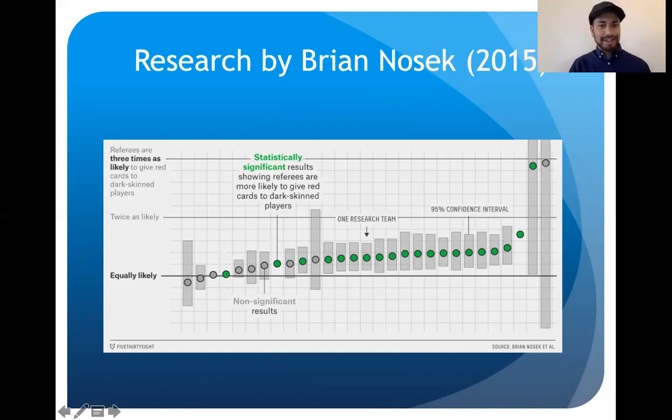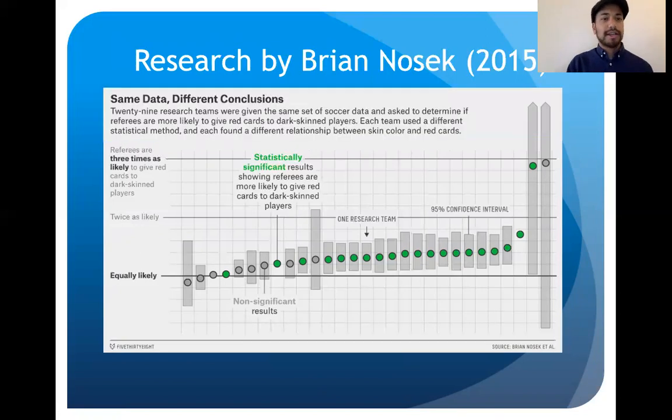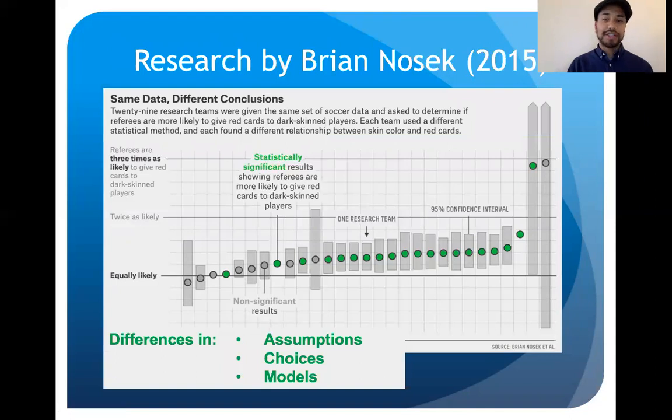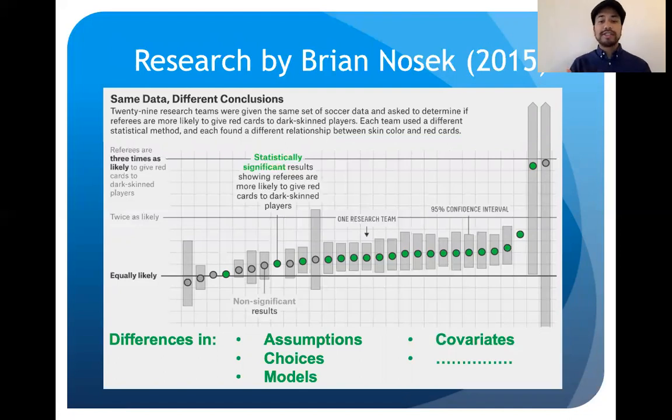Now you might look at this and think, they have the exact same data. How on earth is it possible that they had such differing results? And the answer is, well, there were differences in the assumptions that they had. There were differences in the choices they made. There were differences in the models that they applied. There were differences in the covariates that they included or decided to not include.